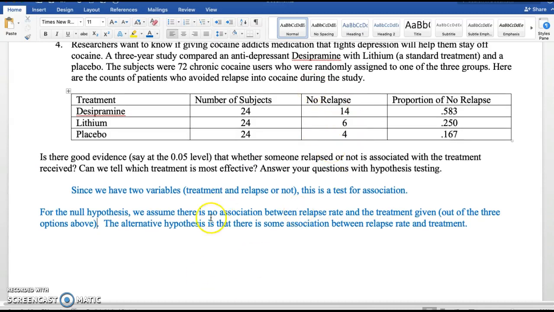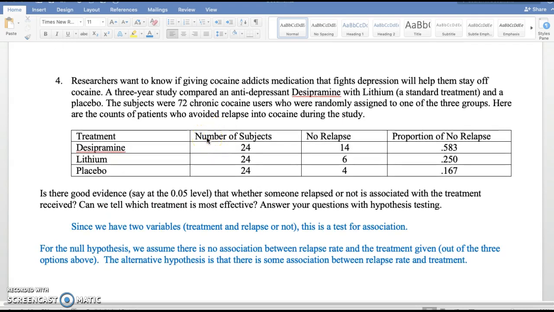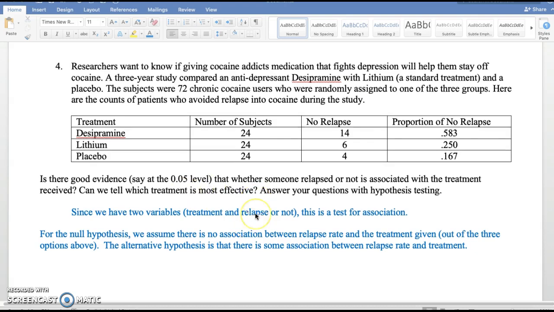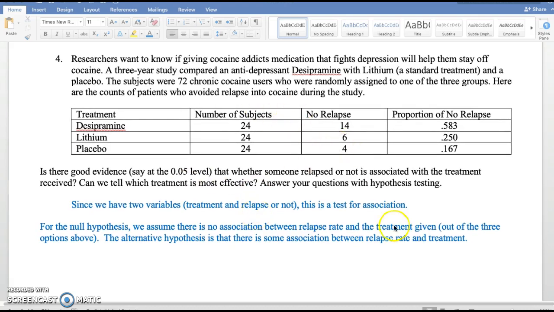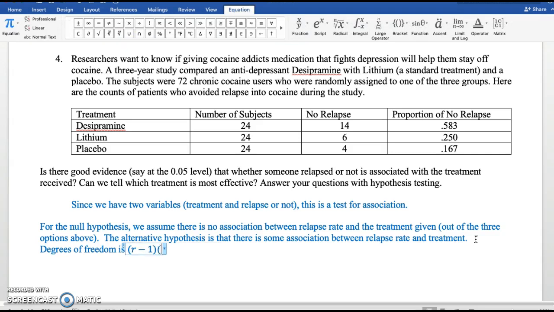All right, so I want to go to StatKey to figure out my chi-squared test statistic, and to make sure we have expected counts of at least 5. Before we do that, though, we could write down the degrees of freedom. That's going to be R minus 1 times C minus 1. This is doing a test for association.